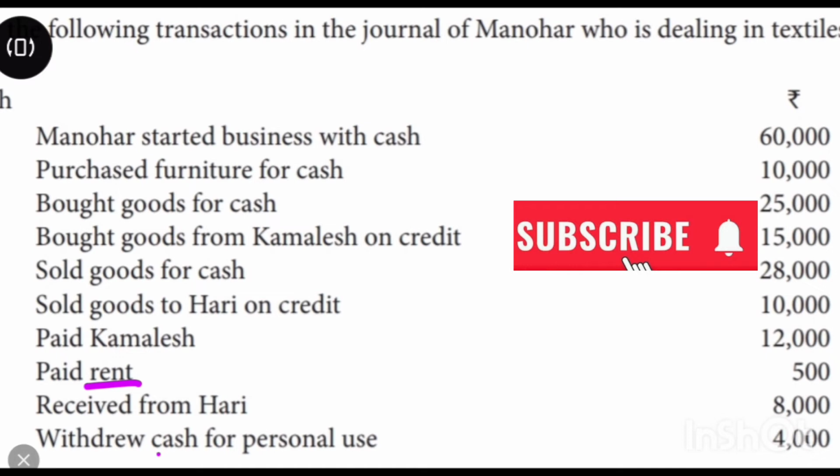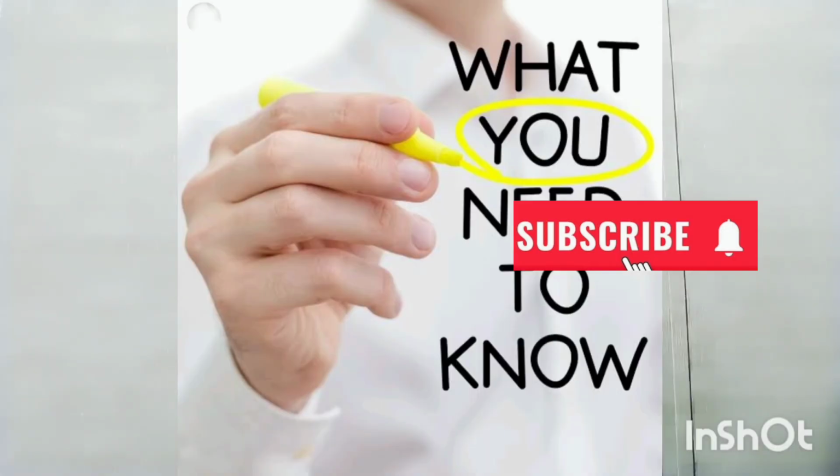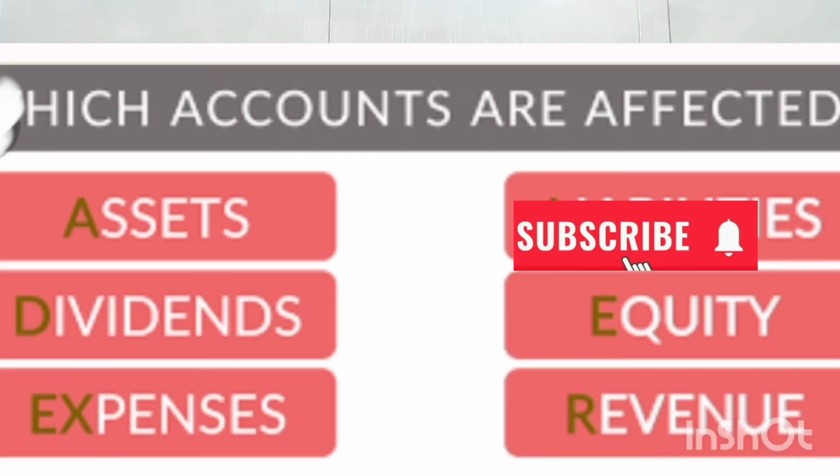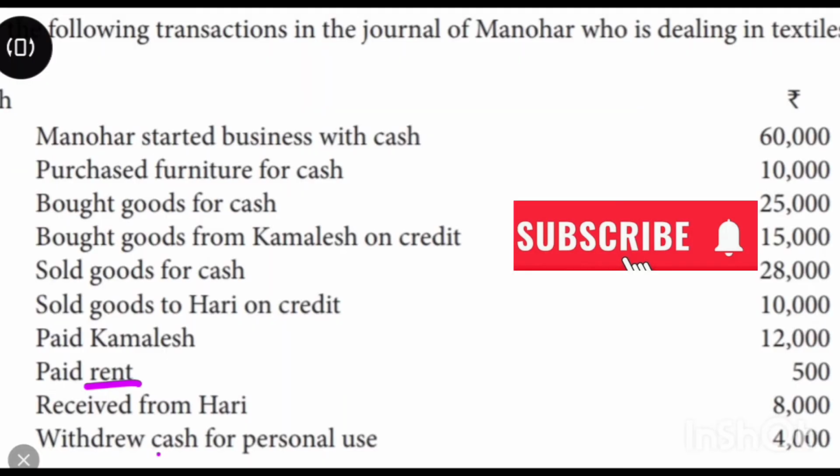On 18 March paid rent rupees. How much rupees? 500 rupees. Look here. What we come to know is what two accounts are affected. Listen to the transaction carefully. Paid rent, that means cash paid rent. Okay, so one is the cash account and another one is the rent account. Let me see one by one. First we take the rent account. Rent account means expenses. Rent comes under the expenses account.